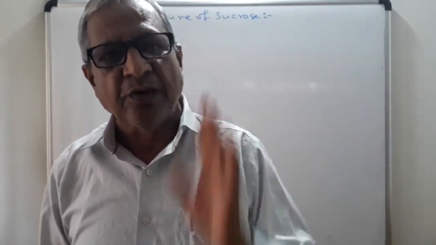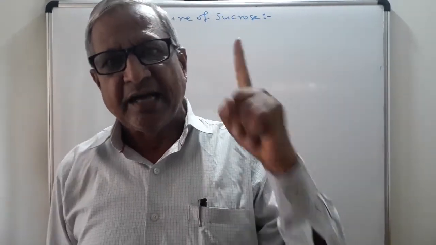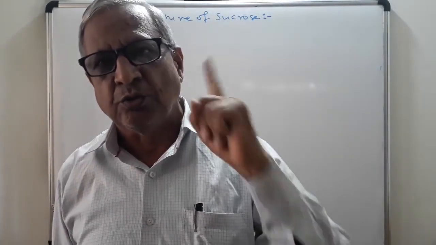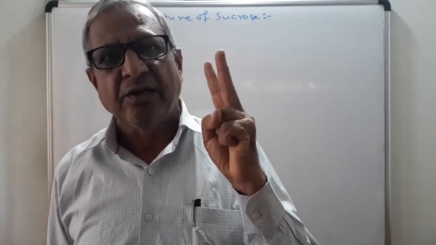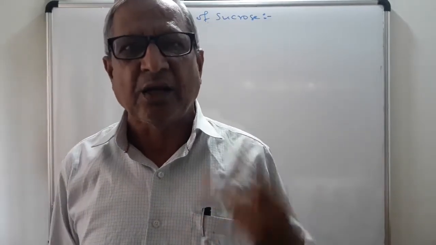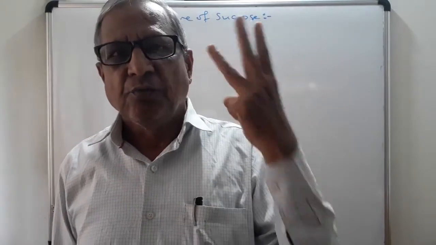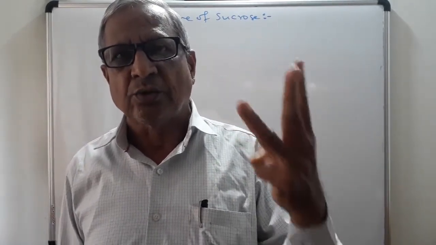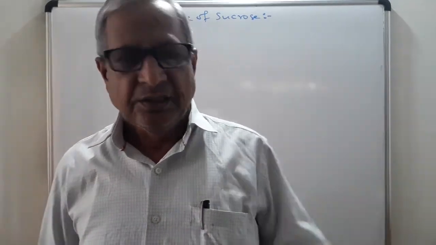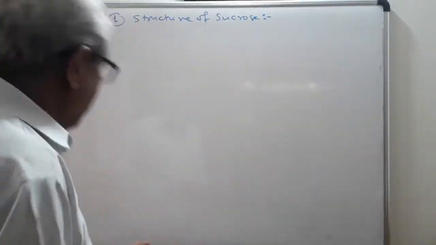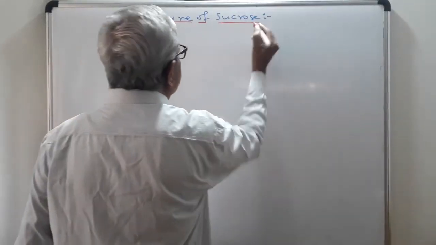So these are the four important points. First point, disaccharides on hydrolysis give two molecules of monosaccharides. Second point, the monosaccharides are joined to each other by glycosidic linkage, that is called the COC linkage. You have to learn the four disaccharides: sucrose, maltose, lactose, and cellobiose. These are very, very important. So our first point is the structure of sucrose.